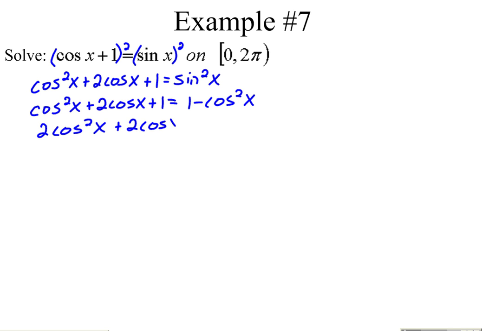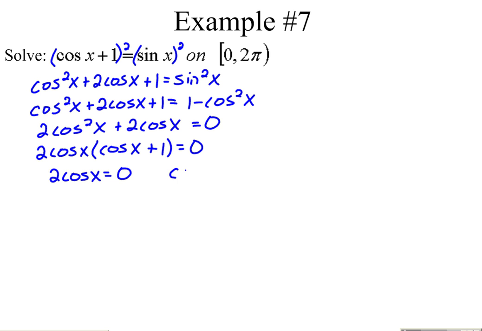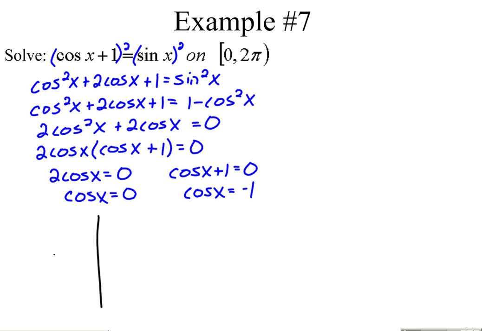Get everything on one side set equal to 0. We get 2 cosine squared plus 2 cosine x. Subtract the 1 over. Drops out. We're left with that. Factor. We can take a 2 cosine out of everything, which is going to leave us with cosine x plus 1. Set each of those factors equal to 0. 2 cosine equals 0. Cosine x plus 1 equals 0. Continue solving each of those. We end up with cosine equals 0 and cosine equals negative 1. Dealing with quadrantal angles for both of these factors.